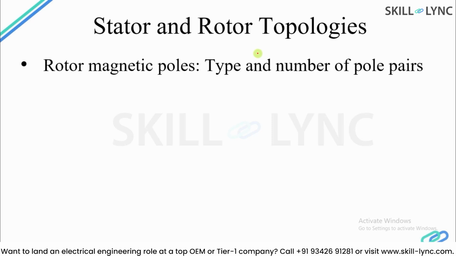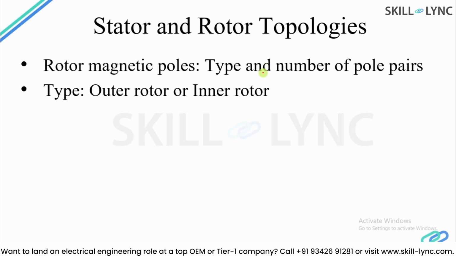Let's try to see the rotor types. Rotor magnetic poles, their type and the number of pole pairs are decided based on the type of the magnetic material and the overall requirement of the magnetic field in the motor. So there are two types of rotor, as we have seen in the previous slide: outer rotor and inner rotor. And outer rotor and inner rotor are classification of the motor according to the rotor.